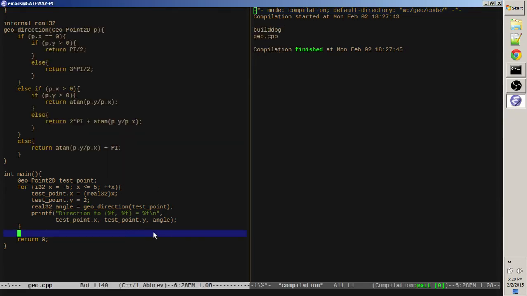Okay, let's also test the negative realm. Whoops, numlock is still on. Okay.